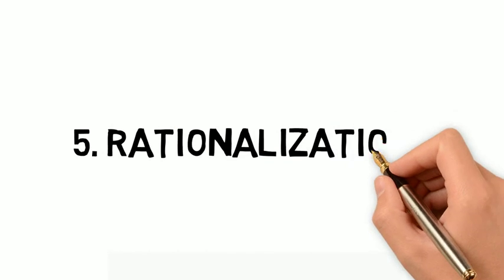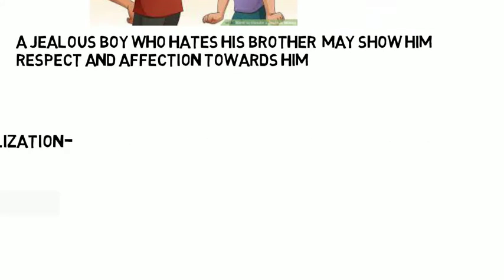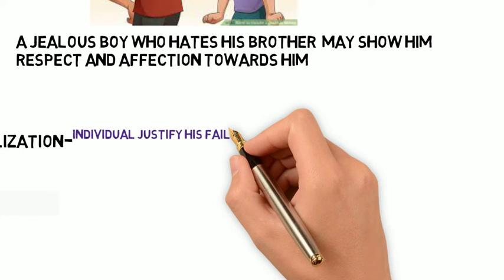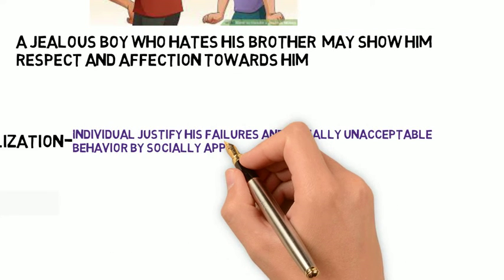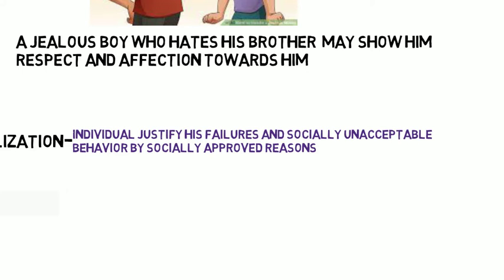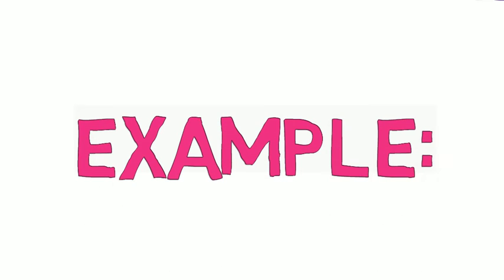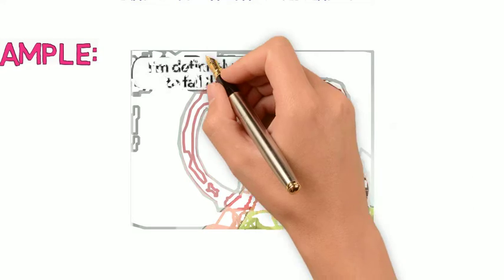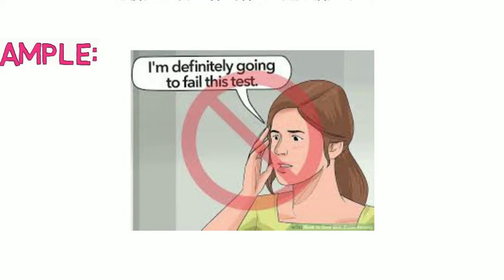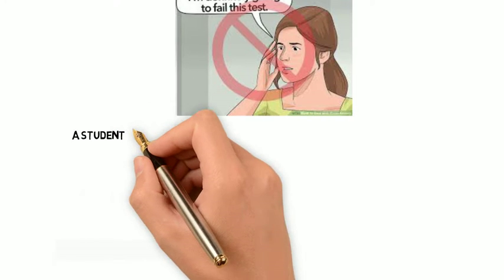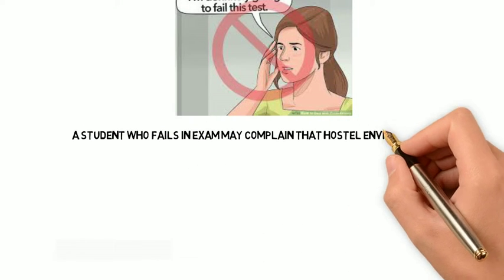Next is rationalization. Rationalization means the individual may justify his failures and socially unacceptable behaviors by giving socially approved reasons. Example: here is an example of a student who fails in the exam and complains that the hostel atmosphere is not favorable and has resulted in her failure.